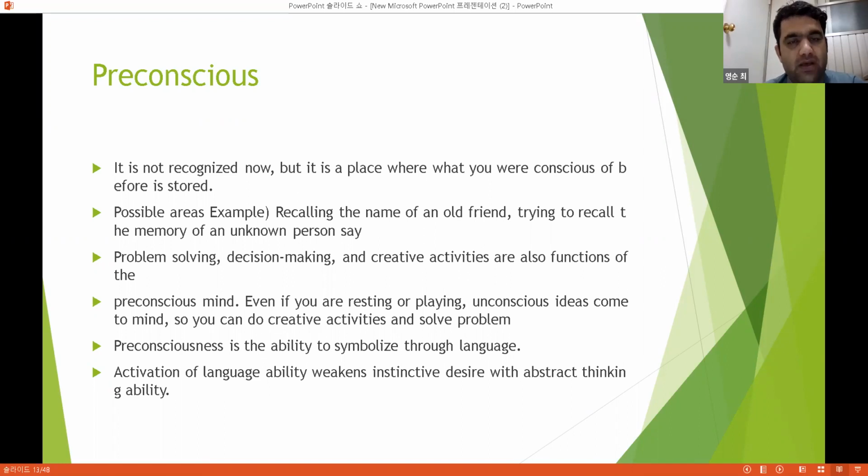Problem solving, decision making, and creative activities are also functions of the preconscious mind. Even if you are resting and playing, unconscious ideas come to mind, so you can do creative activities and solve problems. The preconscious is the ability to symbolize through language, and activation of language ability weakens the instinct desire with abstract thinking ability.